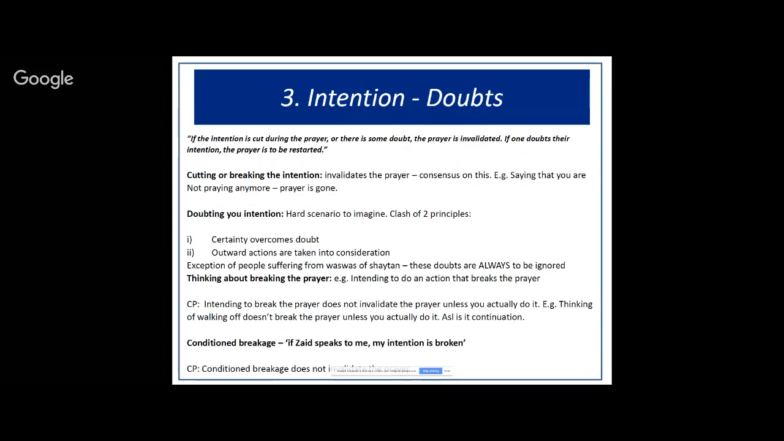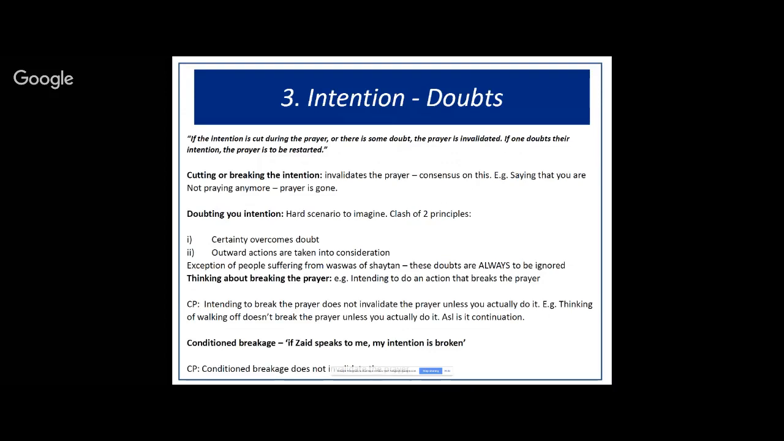People understand, you break your niyyah, you say, I'm not praying. The niyyah is a shurut of salah. To pray your fard, and you're praying dhuhr, and you say, right, I'm not praying dhuhr anymore, the prayer is gone. You've broken your intention, you've cut your intention, it's now gone.